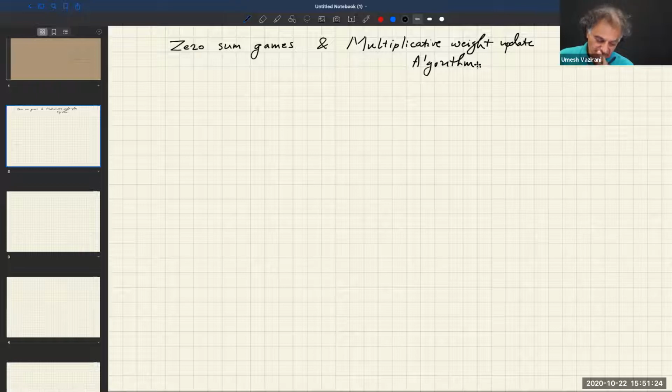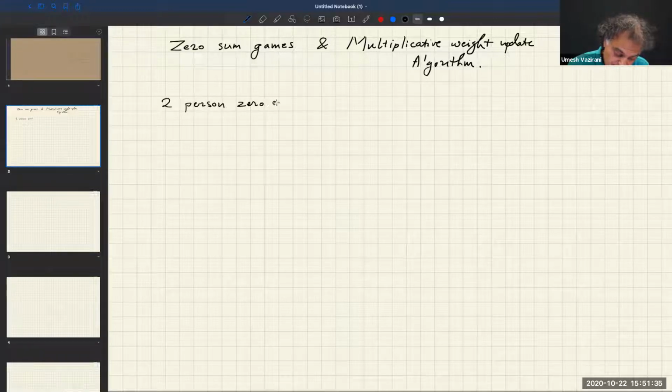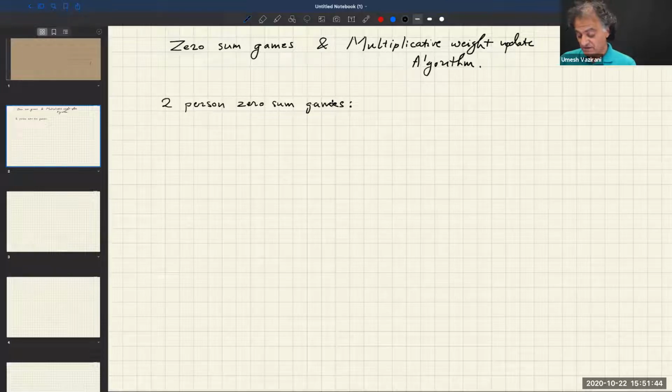Okay. So what's a zero-sum game? It's usually called a two-person zero-sum game. It could be a game like chess or Go, where it's a purely competitive game where whatever one player wins, the other one loses. So in that sense, it's zero-sum, right?